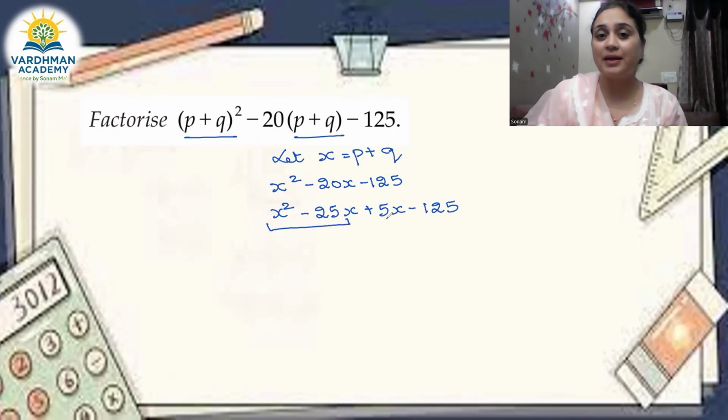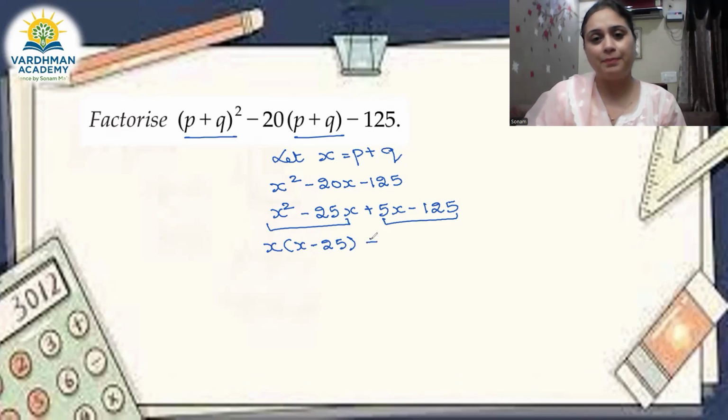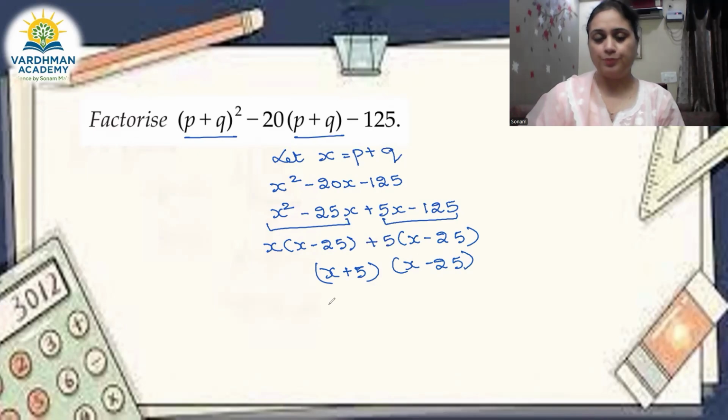Right children, then the next step is simple, you will do grouping, very simple. So in grouping you get x common, x minus 25. Now what will you take common here? You take plus 5 common, so what will be left? x minus 25. So here you have x plus 5 as one factor and x minus 25 as the other factor. Now your question was in terms of p plus q.